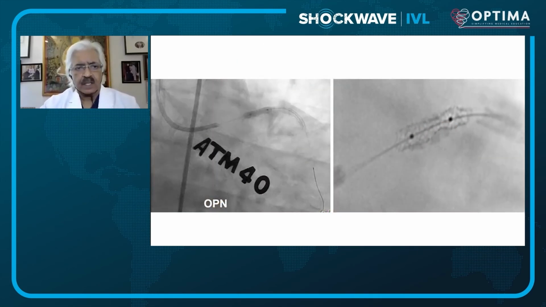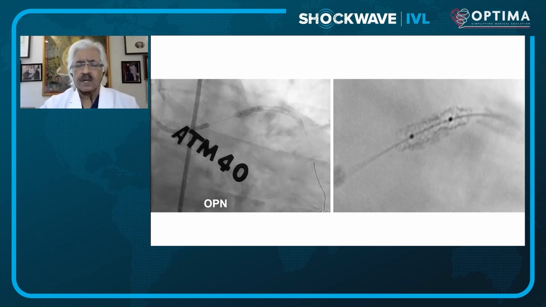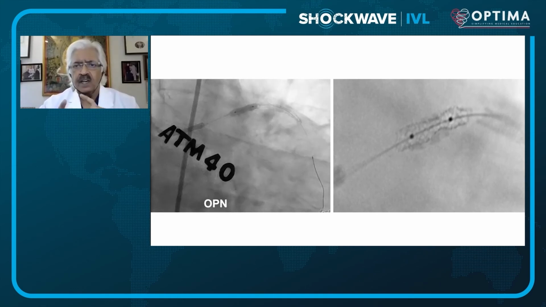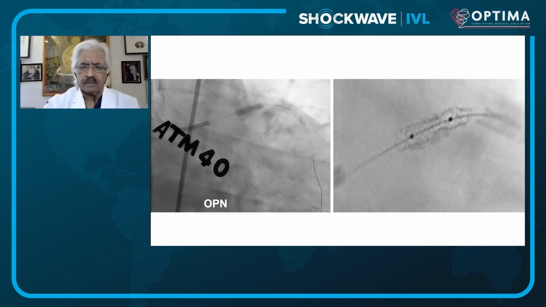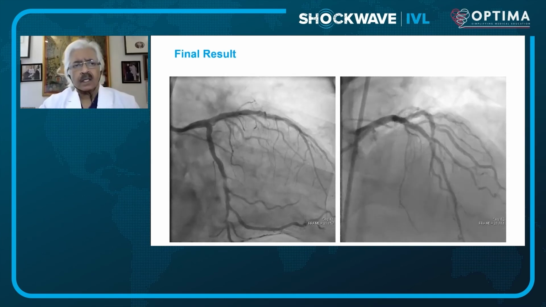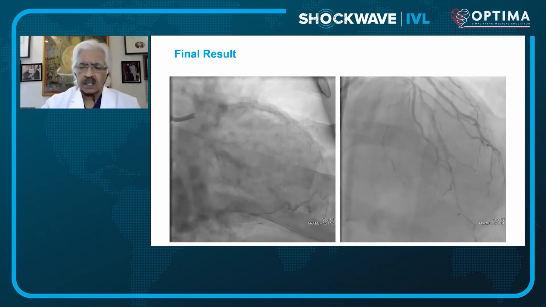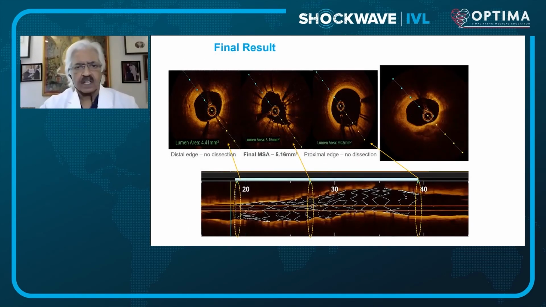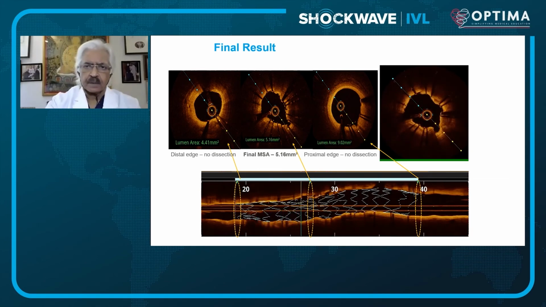And obviously, we then go in with an OPN at ultra-high pressures of 40 atmospheres. We relieve the stenosis marginally and get an adequate result, which in AP projection looks overexpanded. But certainly, that underexpanded area has now improved to 5.16 millimeters, and that was the end of that procedure.